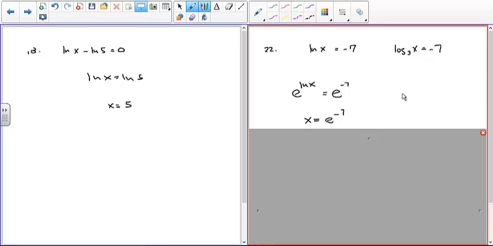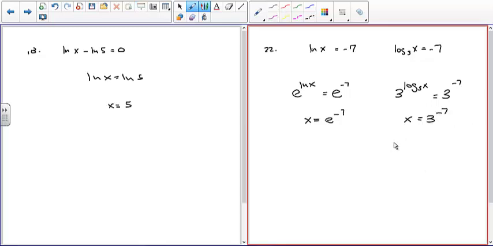And over here you can do the same thing. You can do e to the log base 3 of x. And that doesn't work though because the bases are different. So what you would do here is you would say 3 to the log base 3 of x is equal to the same as 3 to the minus 7 power. And because these bases are the same, you can use the inverse properties. Just say the left-hand side is equal to x, and the right-hand side is just 3 to the negative 7 power, which is going to be a really small number.